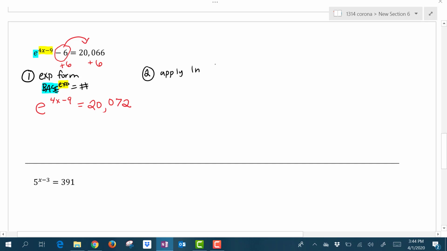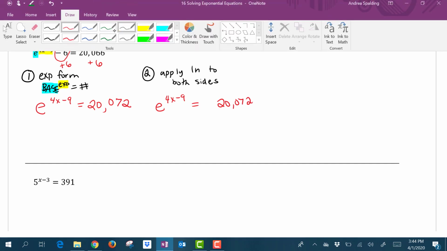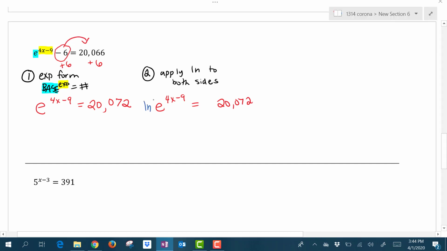Step 2 is to apply ln to both sides. So we have e to the 4x minus 9 power is equal to 20,072. We're going to apply ln, put parentheses around everything that's there.